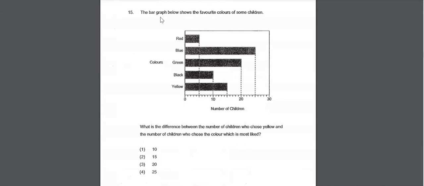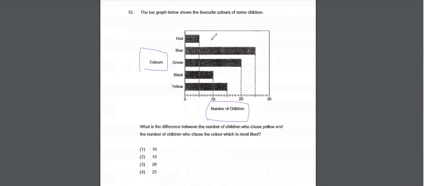Question 15 says the bar graph below shows the favorite colors of some children. On the y-axis, it is the colors, and on the x-axis is the number of children. Number of children for what? The number of children that like each color respectively. So for example, the number of children who like red, the number who like blue, the number who like green, and so on and so forth.